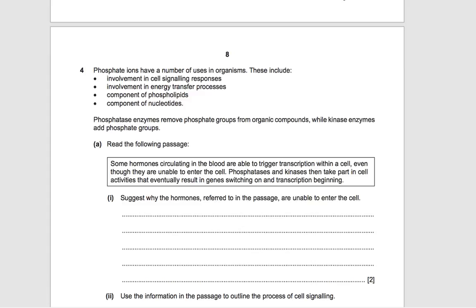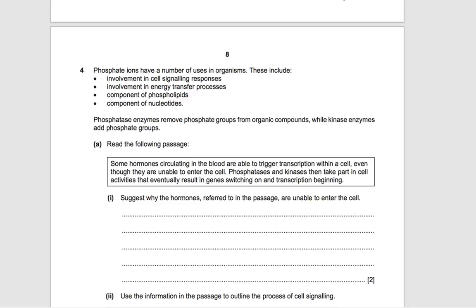So they're normally too large. They could be too large to cross the membrane. They are almost always hydrophilic, so they can't pass through easily the hydrophobic membrane, and they probably don't have any transport proteins to help their diffusion across the membrane.